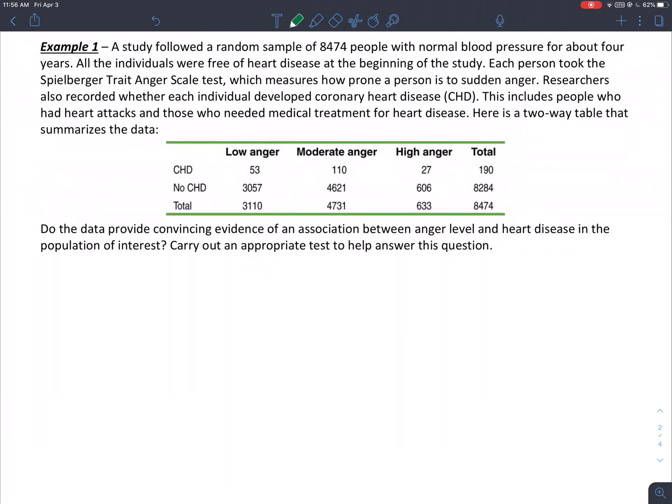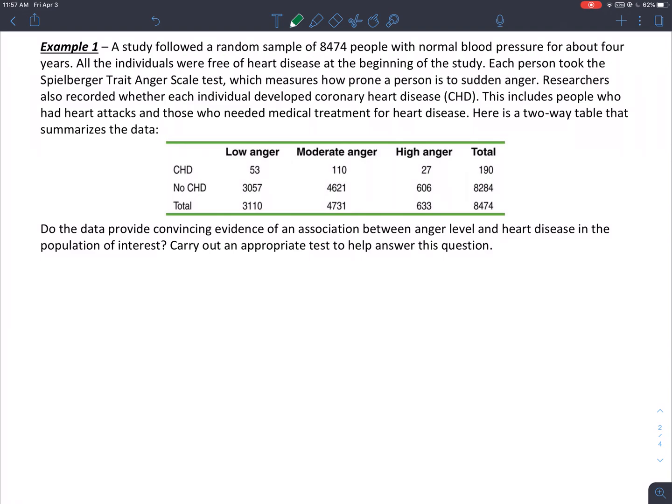So example 1 says, study followed a random sample of 8,474 people with normal blood pressure for about 4 years. That's a big, expensive study. All individuals were free of heart disease at the beginning of the study. Each person took the Spielberger Trait Anger Scale test. Congratulations. Which measures how prone a person is to sudden anger. Researchers also recorded whether each individual developed coronary heart disease. This includes people who had heart attacks and those who needed medical treatment for heart disease. Here's a two-way table that summarizes the data.